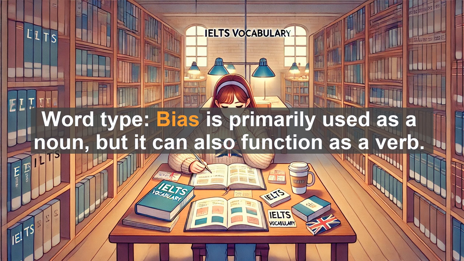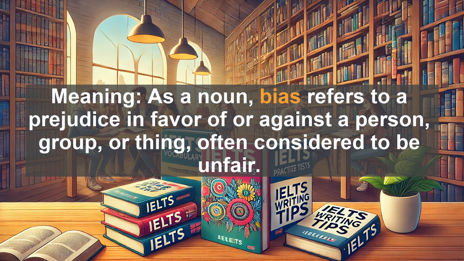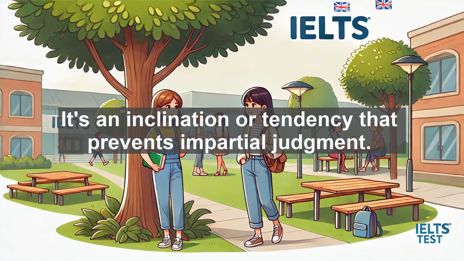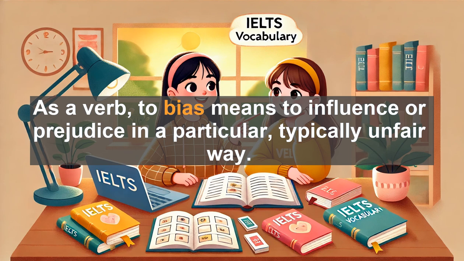Word type. Bias is primarily used as a noun, but it can also function as a verb. Meaning. As a noun, bias refers to a prejudice in favor of or against a person, group, or thing, often considered to be unfair. It's an inclination or tendency that prevents impartial judgment. As a verb, to bias means to influence or prejudice in a particular, typically unfair way.